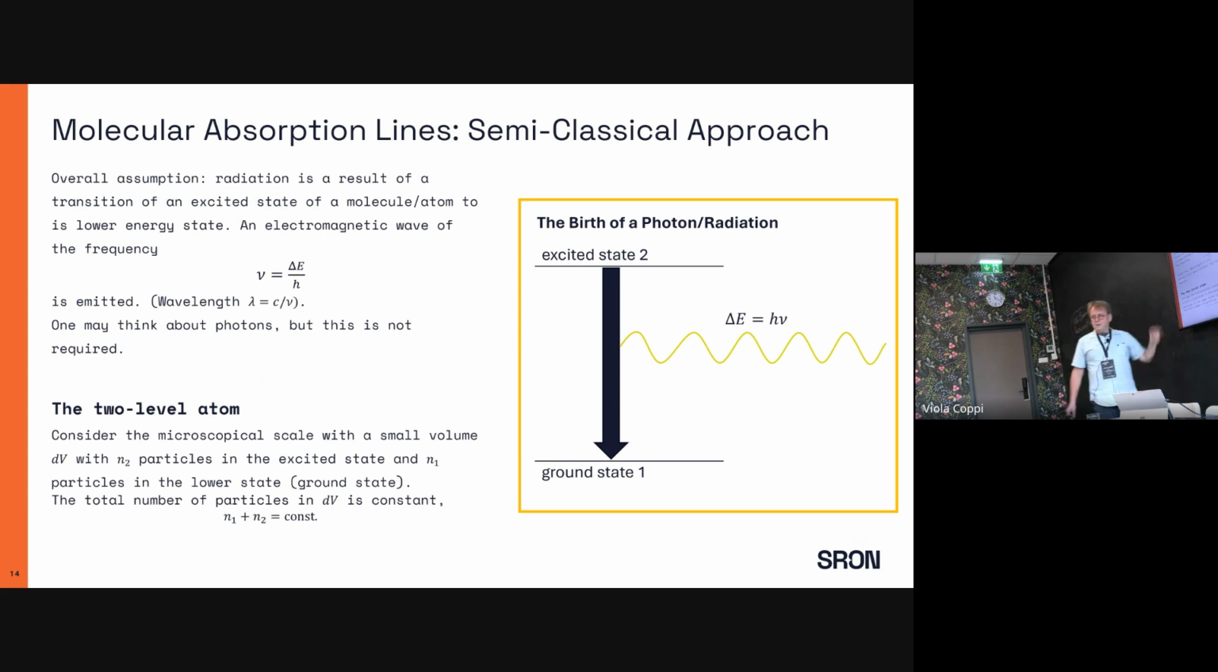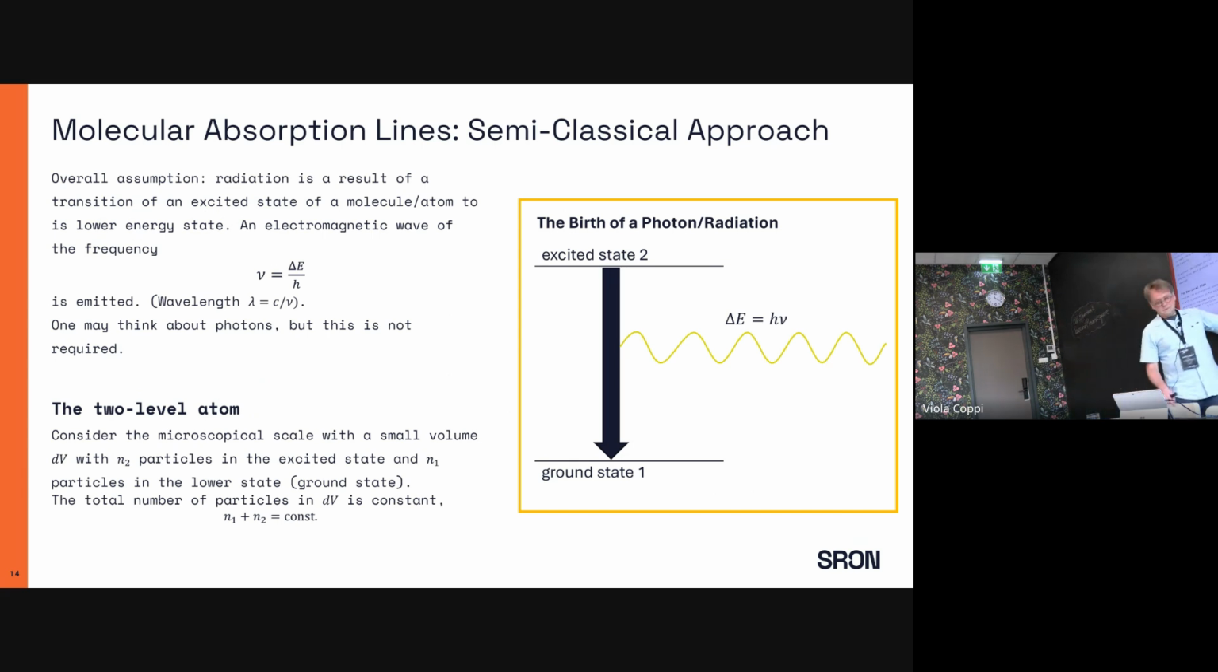So, what do we do with that model? We now assume that we have a small volume with many, many molecules with these two energy states in it. Two molecules or particles are in the excited state, and one in the ground state, and the total number of particles is constant. So whenever a particle goes from the excited state to the ground state, we get one less in the excited state, and we gain one in the ground state. Makes sense, right? That's a basic assumption here.